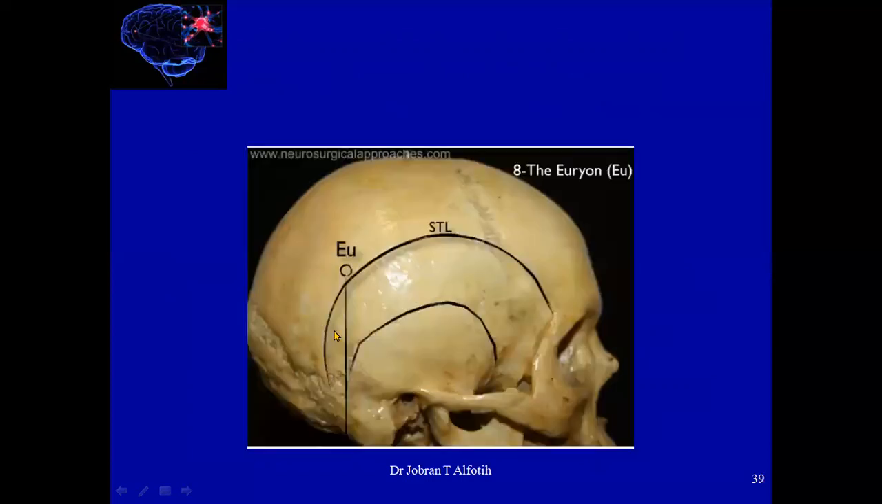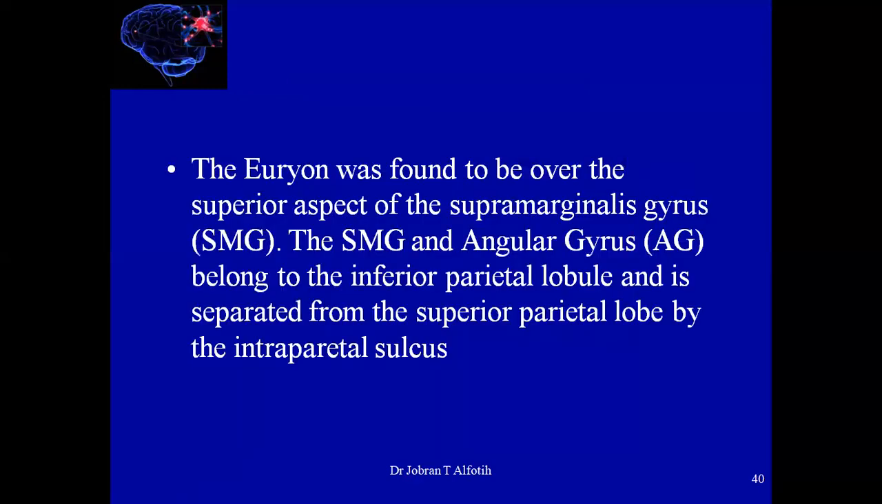As we see here, this is the mastoid. Here is the superior temporal line. Here is the squamous suture. If we draw a line from the posterior part of the mastoid, passing by the posterior part of the squamous suture, and intersecting with the posterior part of the superior temporal line, we will find the Asterion. The Asterion lies over the supramarginal gyrus.